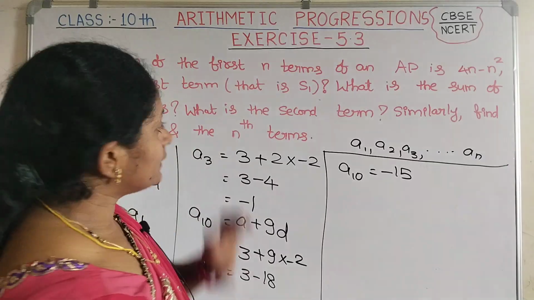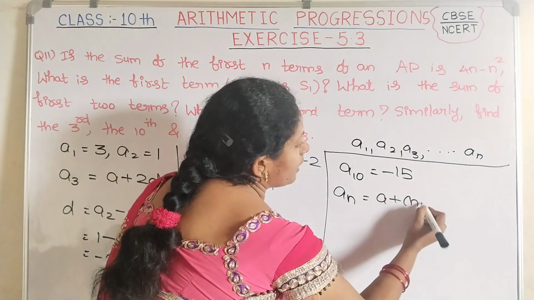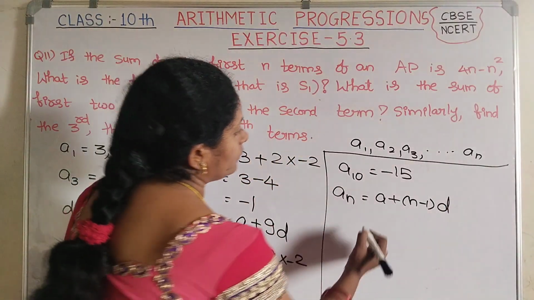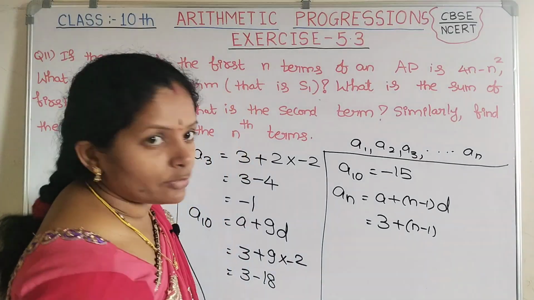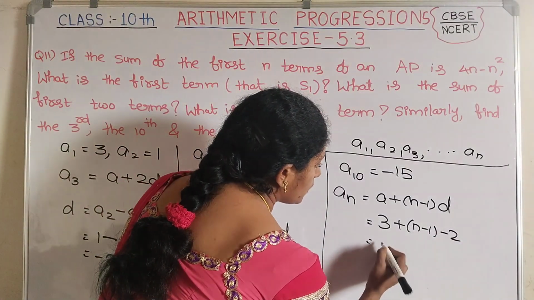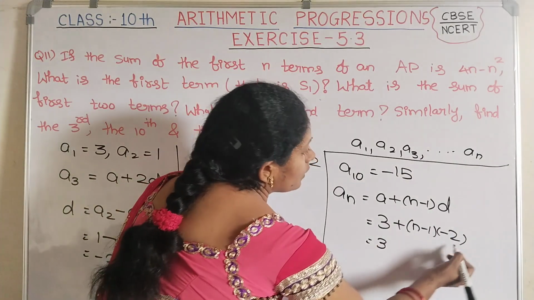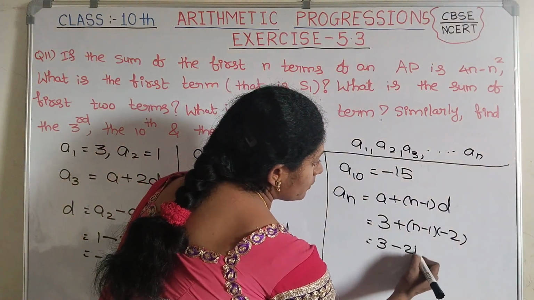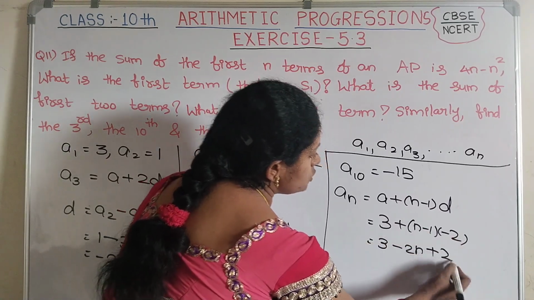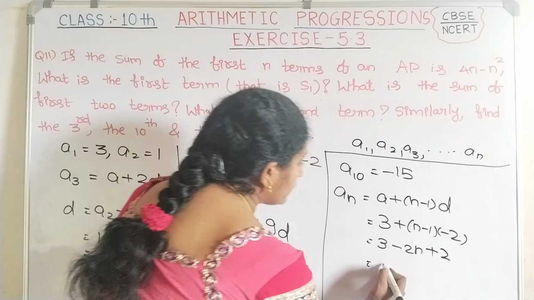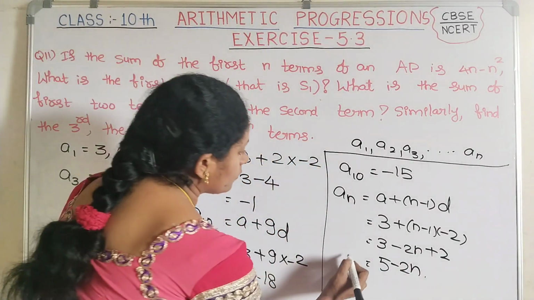Next, the nth term, An is equals to A plus n minus 1 into D. A is 3 plus n minus 1 into D value is minus 2. 3, multiply this minus 2 inside. Minus 2 into n is minus 2n, because plus into minus is minus. Minus into minus will become plus, 2 into 1 is 2. 3 plus 2 is 5. 5 minus 2n. This is the value of An.